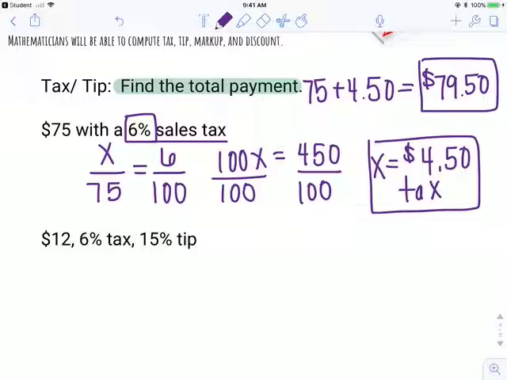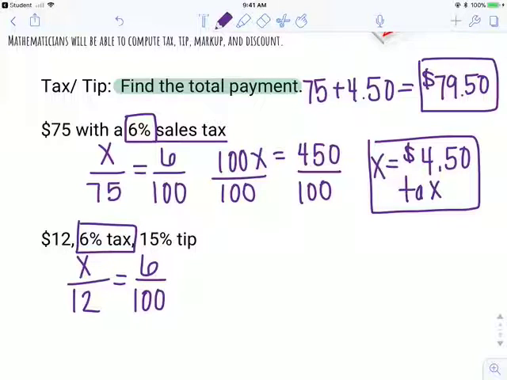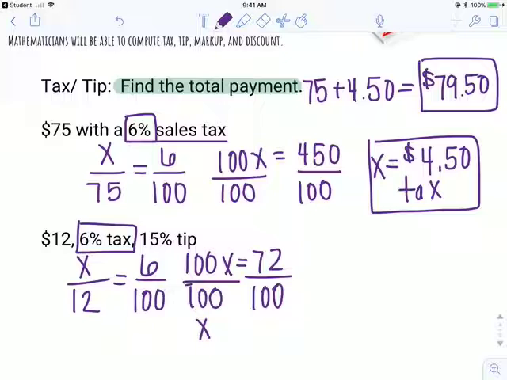Next, let's say we have to find tax and tip. We sit down at a restaurant. We have a $12 bill. So I'm going to find the tax first. I'm going to take part over my whole bill equals the tax amount, which is 6%, so we put it over 100. I cross multiply. I get 100x. I do 12x, which gives me 12 times 6 gives me 72, and I divide by 100. So I now know that my tax is 72 cents.